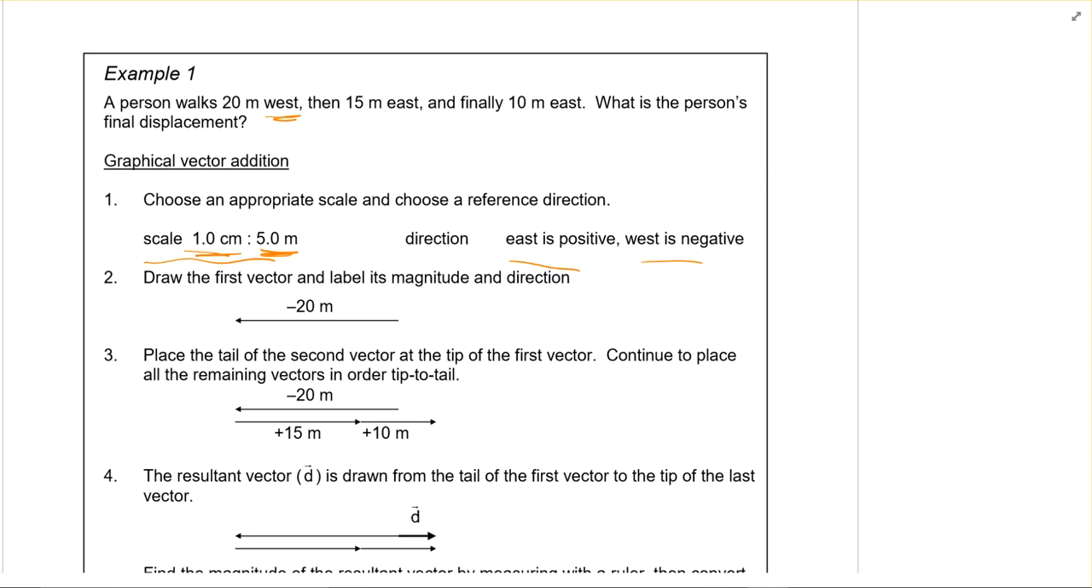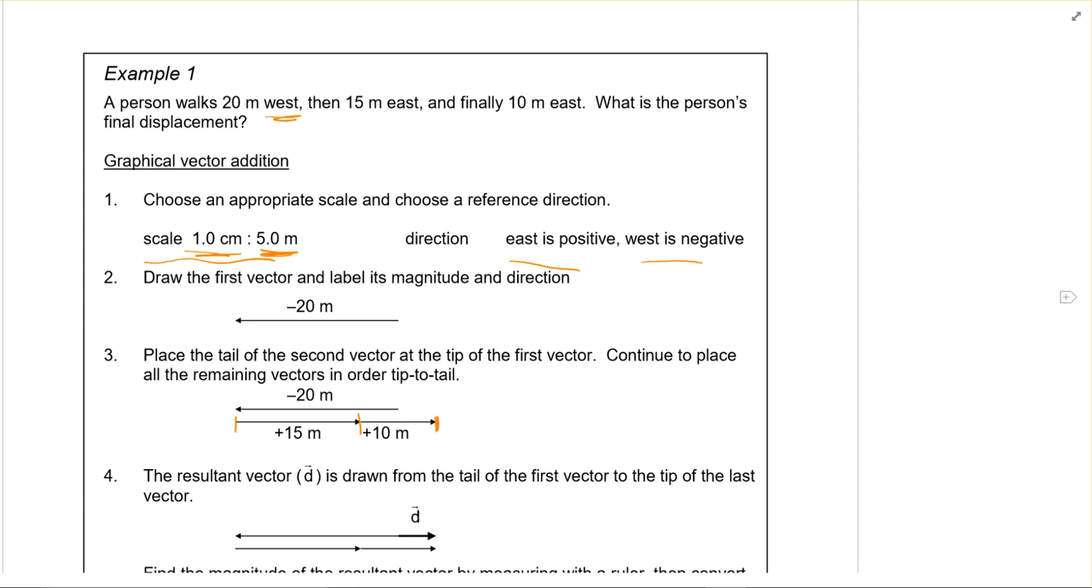Okay, and then we're going to start our next vector from the tip of the first one, but now it's going to the right because it's going east, and it's going to be 15. So I go 15 divided by 5, so 3, so it's going to be 3 centimeters going that direction, right? And then the last one would be 10 meters, so that would just be 2 centimeters that way when you actually measure it with a ruler.